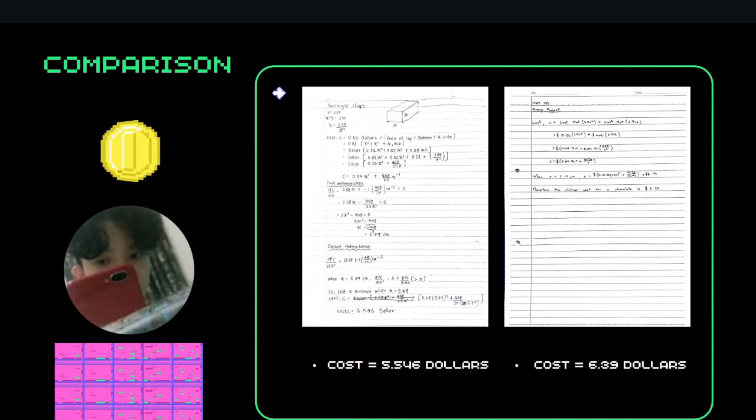So we go to the next part of our agenda, which is the comparison of which chocolate shape is cheaper. In the first picture, we can see the rectangle shape, which costs $5.546. For the second picture, we can see the price of the minimum chocolate cost in the cylinder shape, which is $6.39. As we can see from the two pictures, the cheaper one is the rectangle shape, because the rectangle shape only costs $5.56.